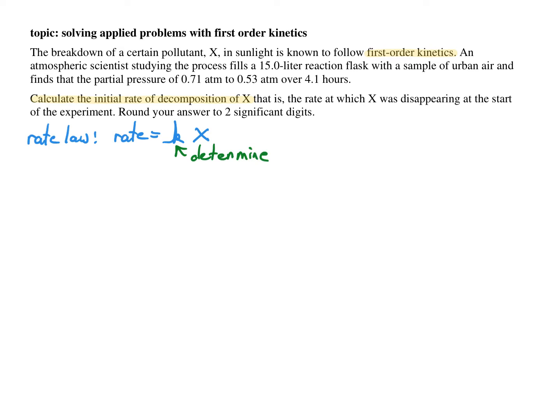Looking back to the question, we see we're given information about initial and final amounts in 4 hours. So we can use that to determine what k is. We use our first order integrated rate law, and we're going to solve it for k. So k is going to be equal to ln of At to A0, divided by minus t.